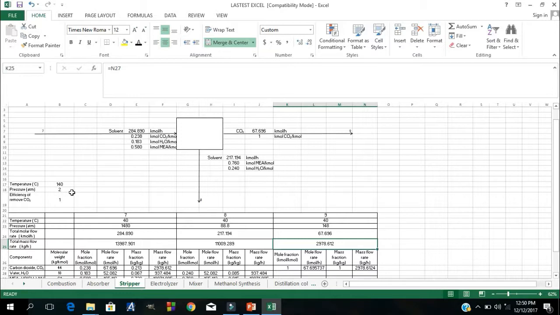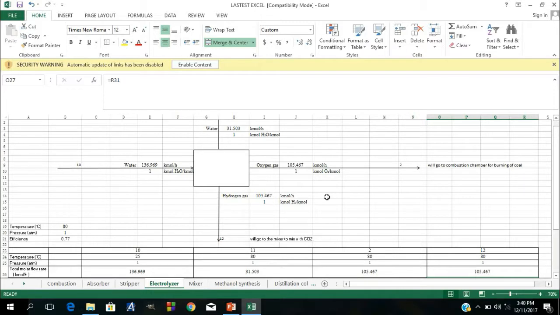In the stripper, the temperature is 140 degrees Celsius and the pressure is 2 atm. The efficiency of CO2 removal is 1. This means all the CO2 in the solvent before entering the unit will be removed as pure CO2. The function of this stripper is to take out the CO2 from the solvent, as we want to react CO2 with hydrogen gas to produce methanol. The temperature of the carbon dioxide produced is 40 degrees Celsius and the pressure is 148 atm.